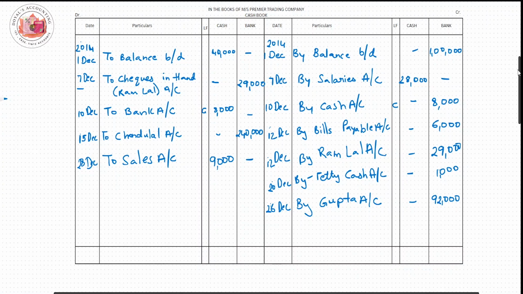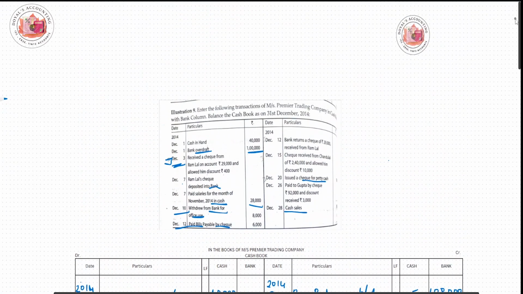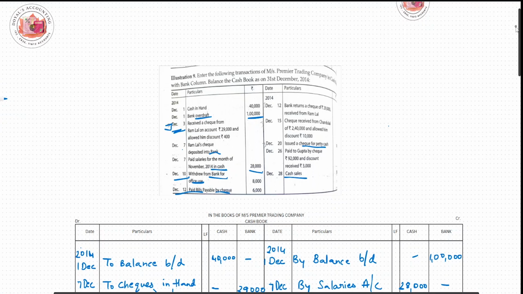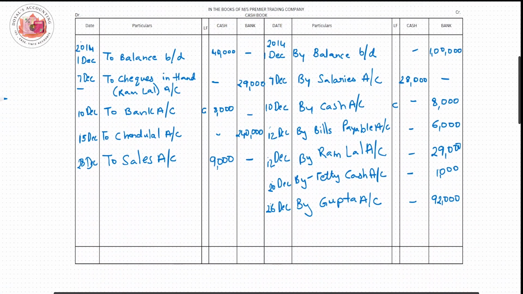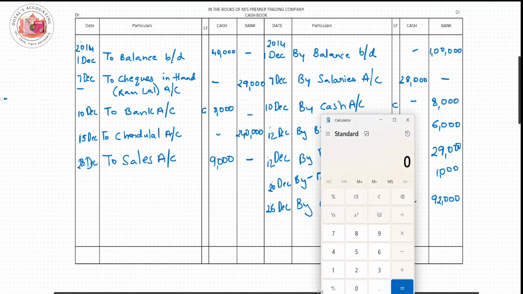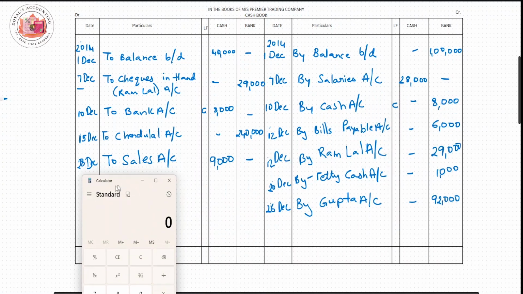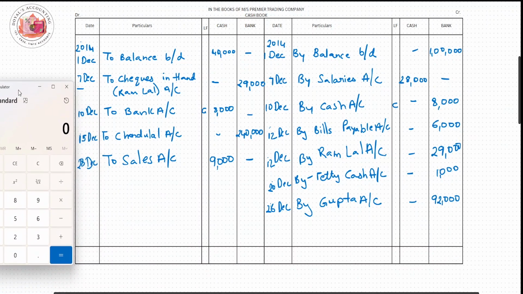Now we have recorded all our transactions in the cash book and the bank book. We have to now balance the book, similar to how we were balancing our ledger accounts and calculating the closing balance. In the same manner, we will calculate closing balance for both the cash and the bank separately. First let us calculate for the cash column.